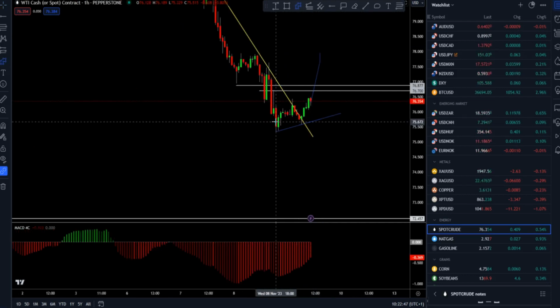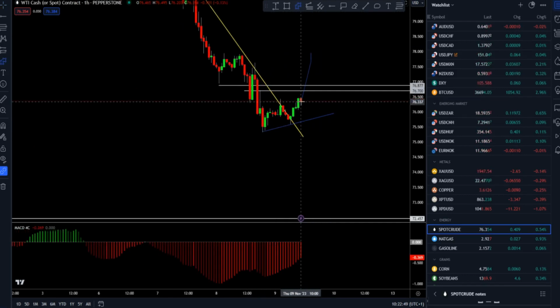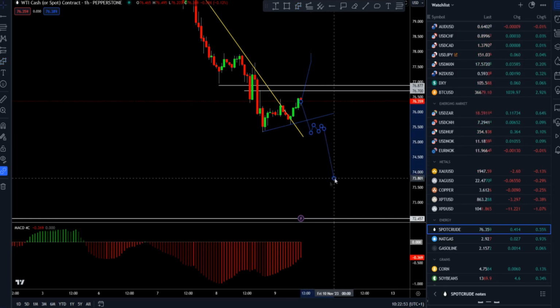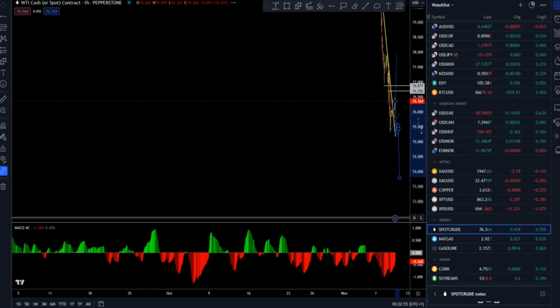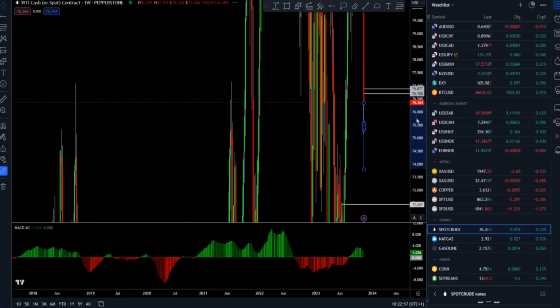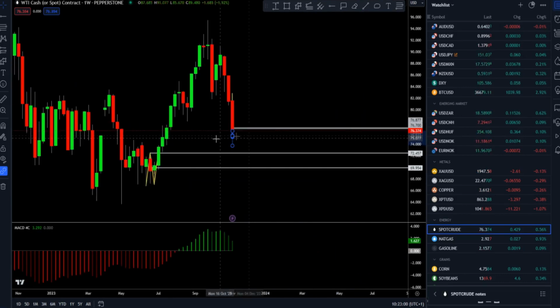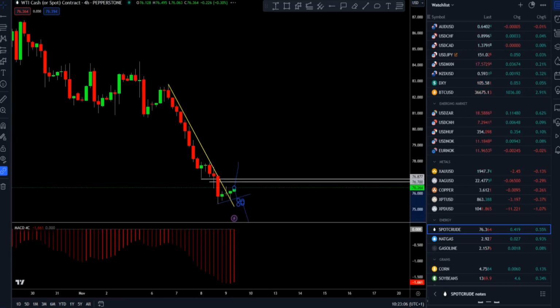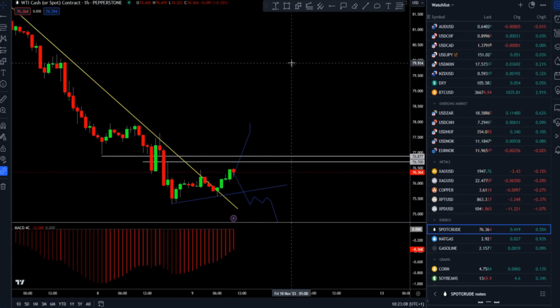In case, for example, this is just the ABC correction, I would still like to see the market clear 75.30 and then trade below and hold below. And this will be a good sign for further downside movement. So we can go to the higher time frames and see what the next major level is. We can see the next major level is around the 74.30 mark, like a downside objective in case of the downside scenario.